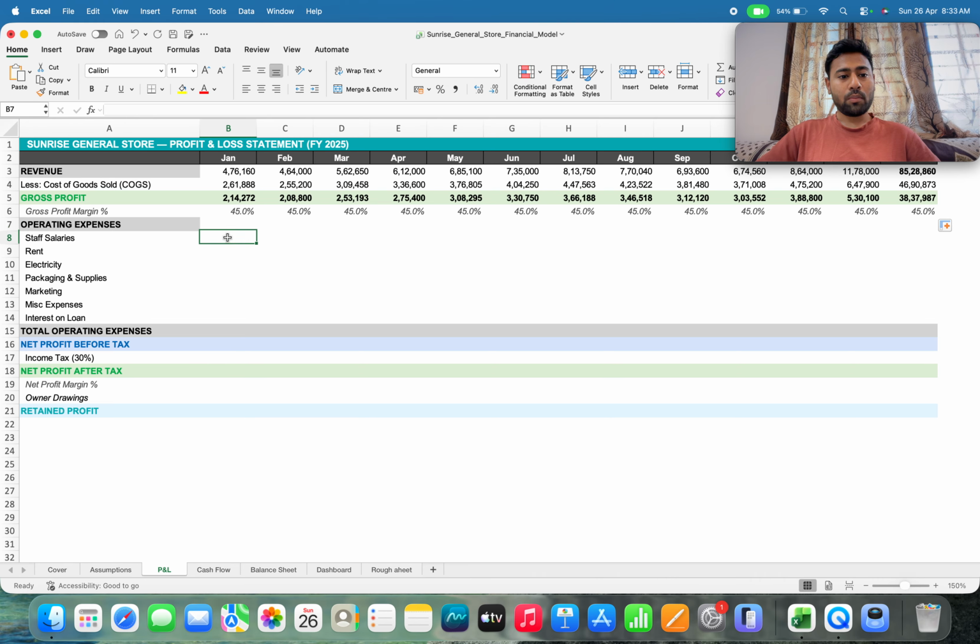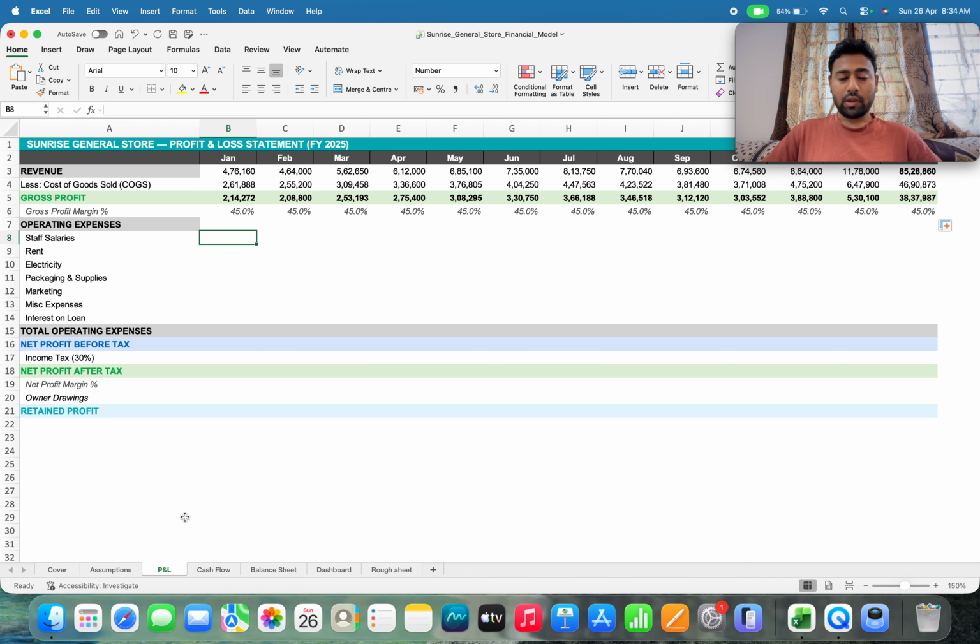Now coming to the operating expenses. What are the operating expenses? Operating expenses are expenses which are used to operate the business, which are also called indirect expenses for a business, like staff salaries, rent, electricity. In the assumption sheet we already looked at the detailed assumptions given for the indirect expenses. Indirect expenses are not related to the production part, but are called fixed expenses, which are incurred per month, right?